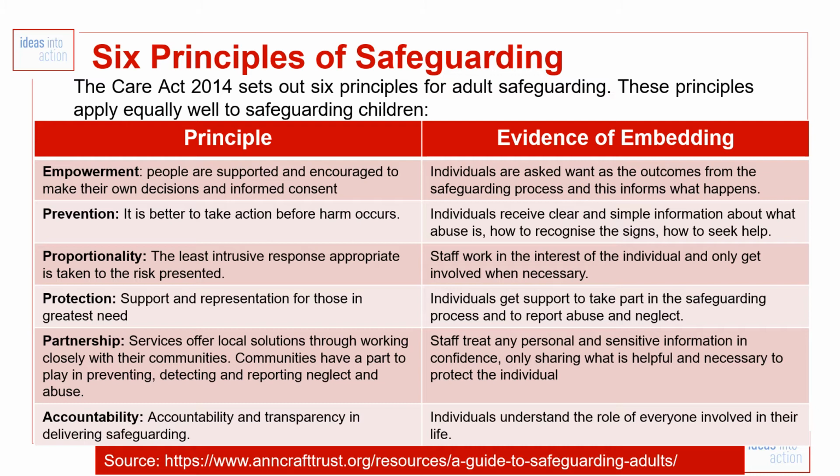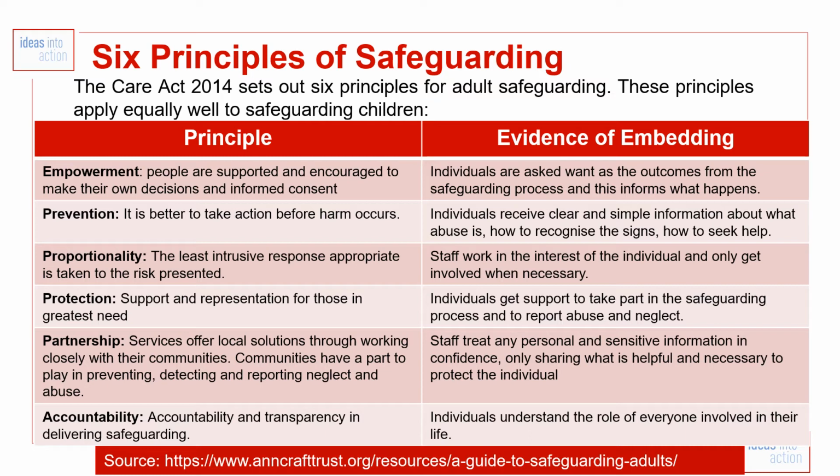The first principle is empowerment. People are supported and encouraged to make their own decisions and informed consent. And the evidence you would have of that would be the individuals that you support and serve are asked what they want as outcomes from the safeguarding process, and this informs what happens with them.